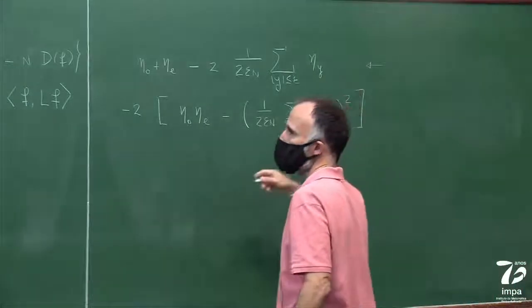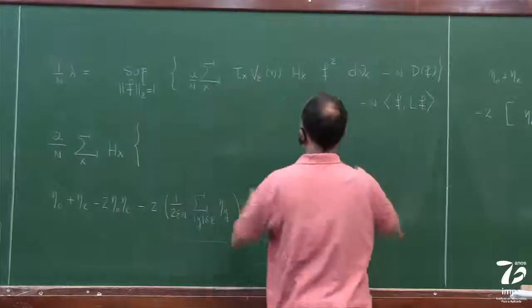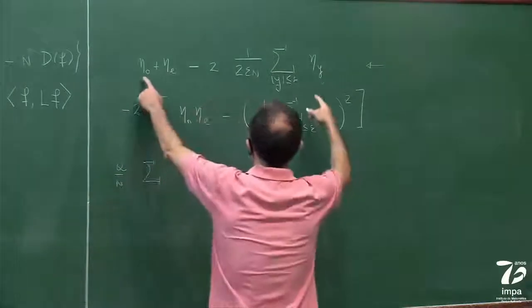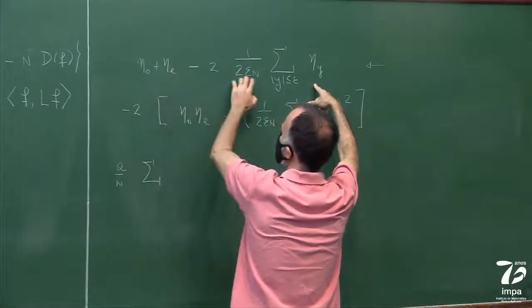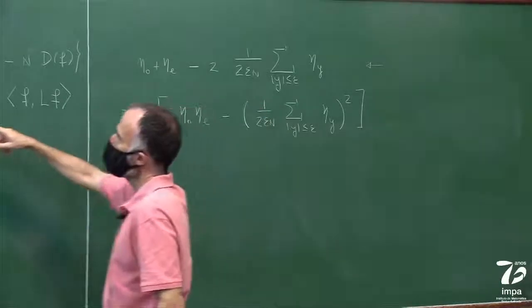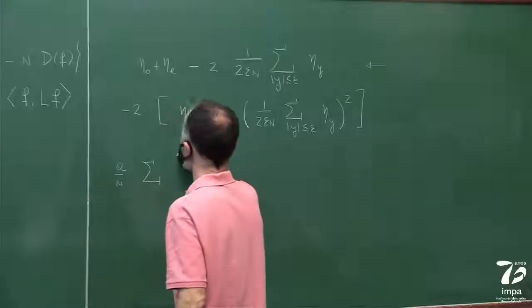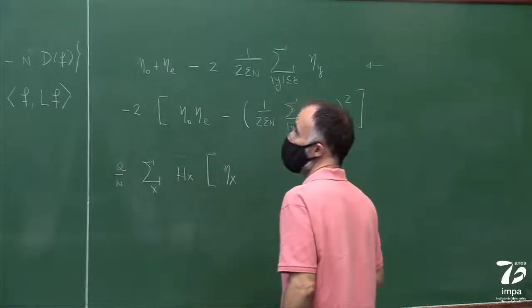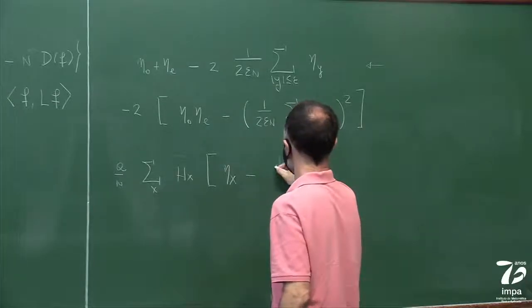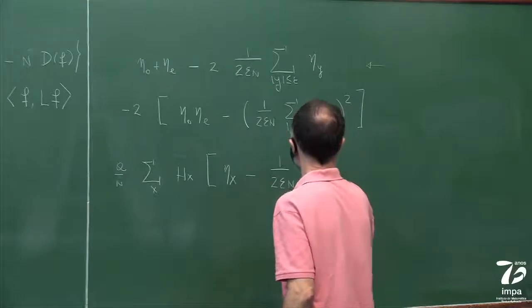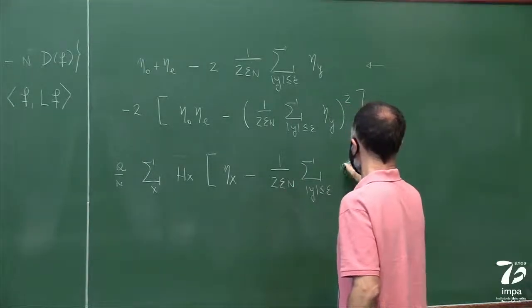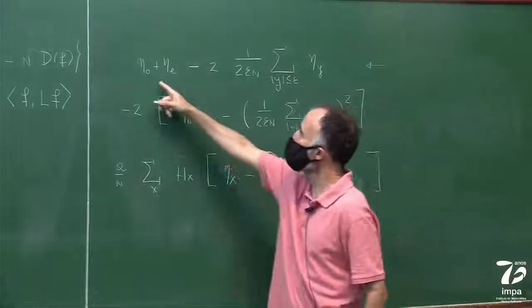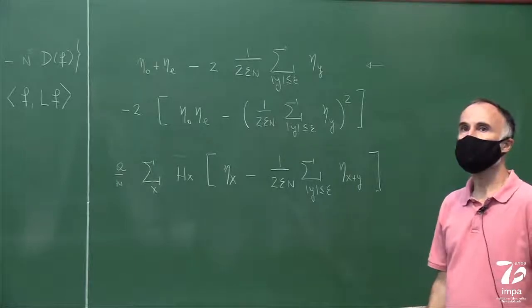So let's see first this one. Let's recall what's written here. We have A divided by N. And let me compare eta 0 with this. The comparison between eta e and this is exactly the same. So what I am doing is I'm translating this expression by x. So here what I get is hx, eta x, minus this expression, minus 1 over 2 epsilon n, y less or equal than epsilon, eta x plus y. Okay, so this is the first term, eta 0 minus this average. Right?